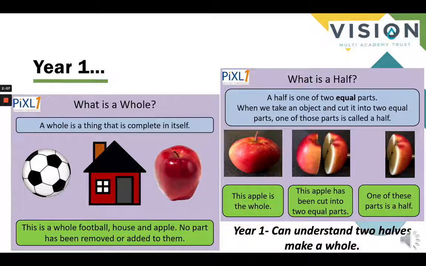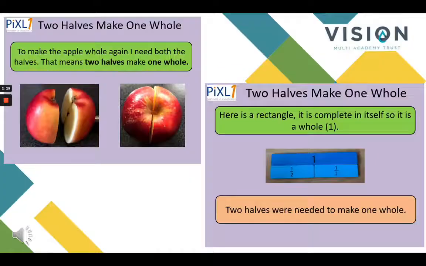So we've got what is a whole. A whole is a thing that is complete in itself. And what is a half? A half is one of two equal parts. So we take an object and cut it into two equal parts. One of those parts is called a half. And it's really important that we know that two equal halves make a whole.